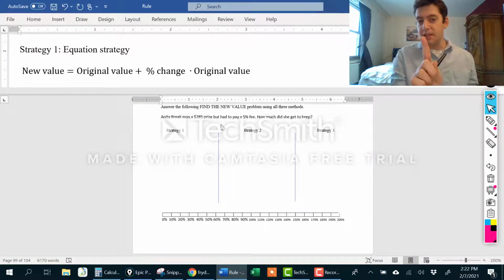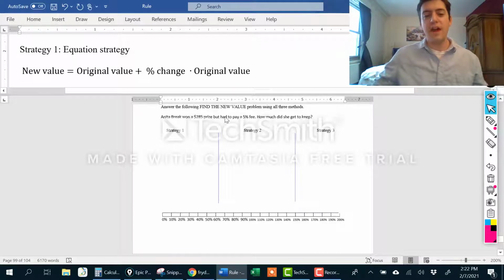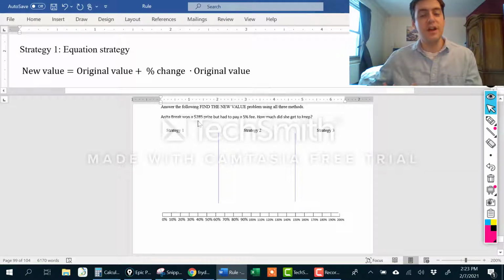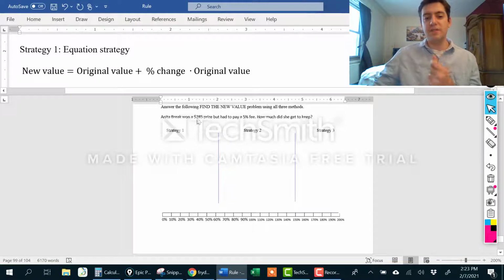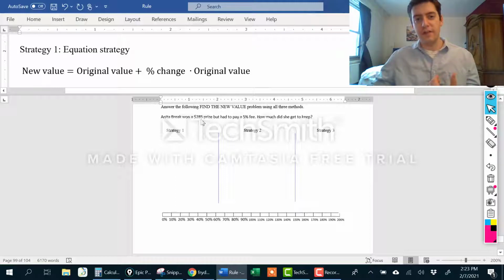Now that does not mean that she had to pay $5. A lot of students get confused there, and they think, oh, if she had to pay a 5% fee, that means I should just subtract 5 from this number. But no, if the problem had said she had to pay a $5 fee, then you would just do 285 minus $5 is $280, so that's what she had left. But this says she had to pay a 5% fee, which means that we need to find what 5% of 285 is, and then take that away from 285. Actually, that's what I'm going to do with strategy 2.